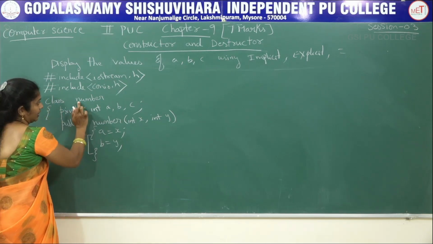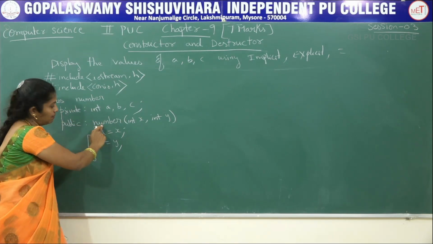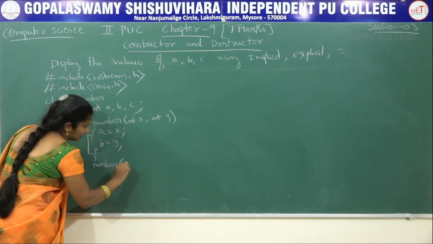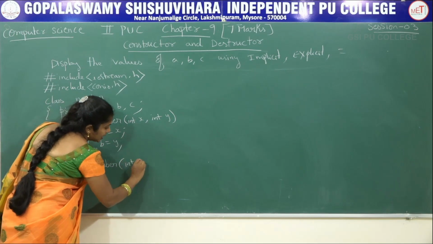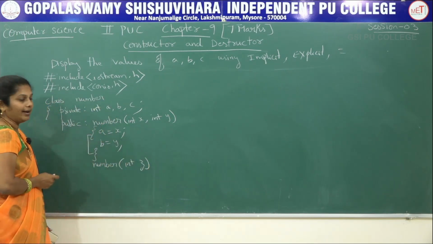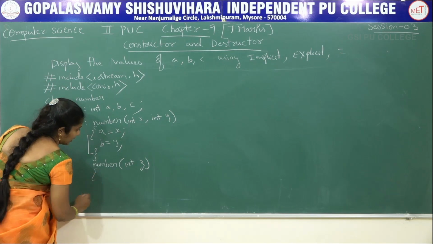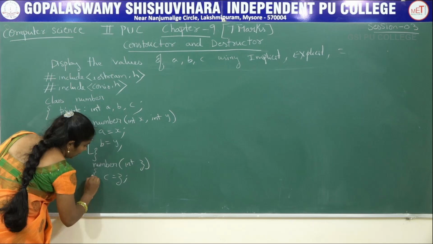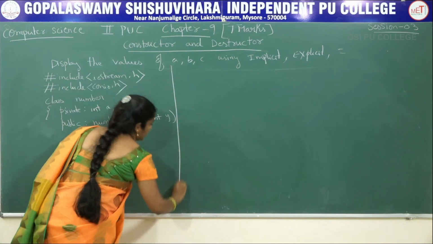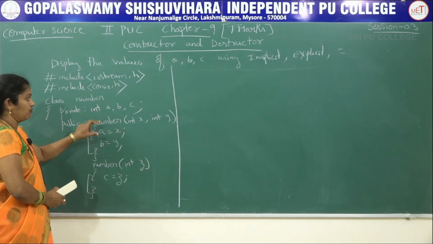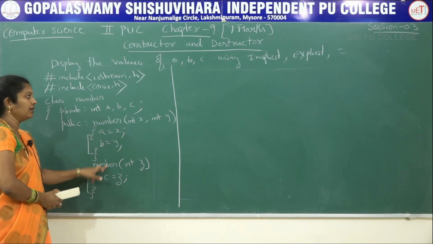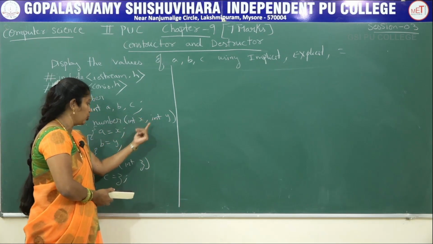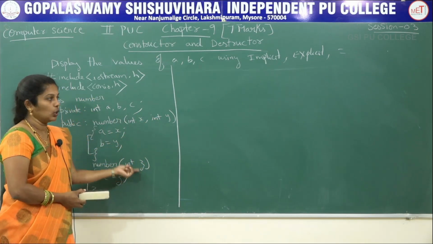Next, one more function I am taking. Number is the class name, so the function name is also Number, because this is also a constructor. Here int z I am taking, and I am initializing c equals z. In this program we have now declared two functions, first Number, second also Number. These two are parameterized constructors, whereas the first constructor has two arguments, and the second constructor has one argument.